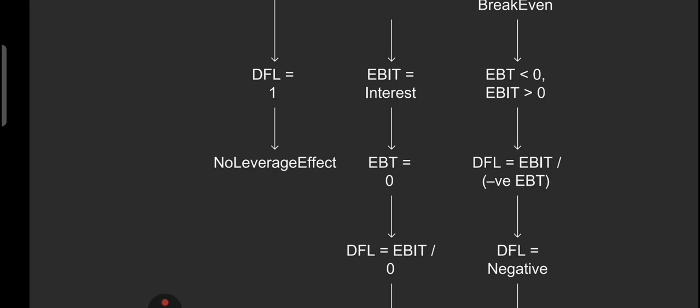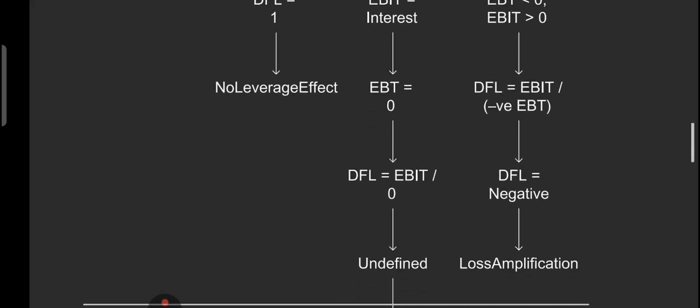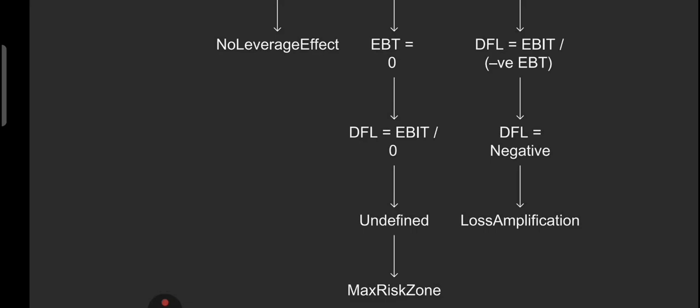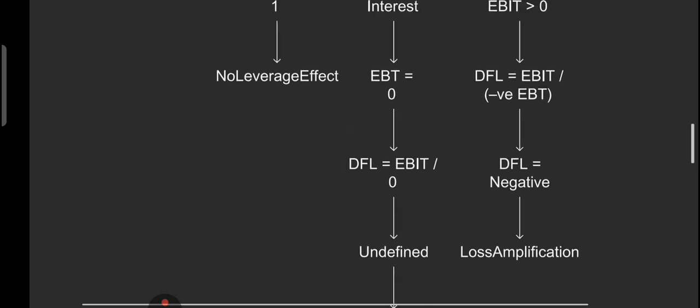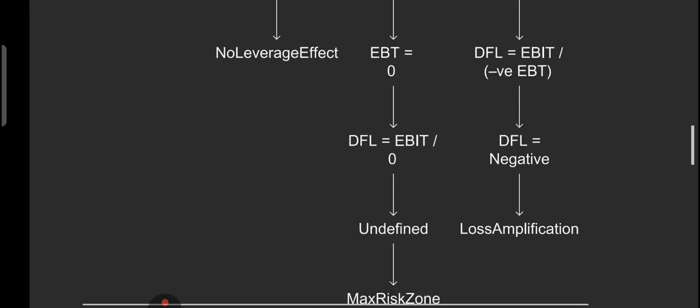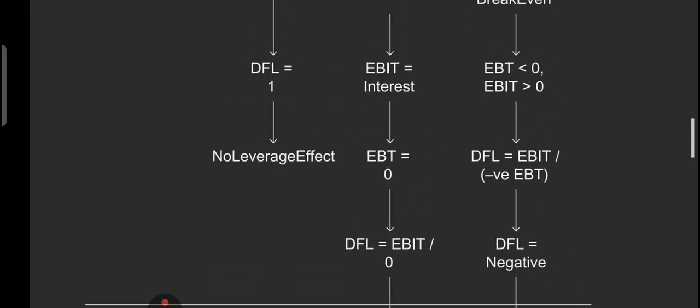Since EBT is 0, it means the denominator is 0, and a denominator of 0 is undefined. So this is the maximum risk zone. Even a tiny dip in EBIT can lead to huge loss. Suppose EBIT decreases a little, it will lead to huge loss, a dangerous place for any business. So break even point is the dangerous place for any business.